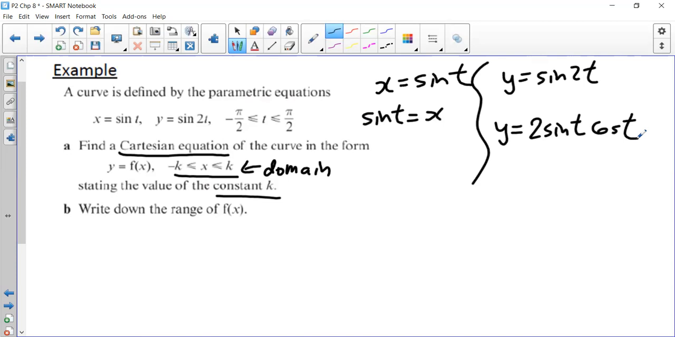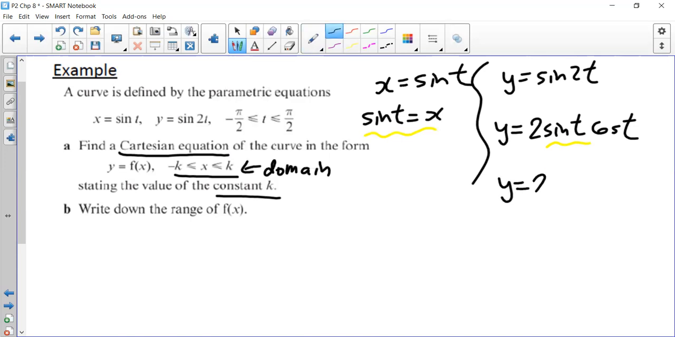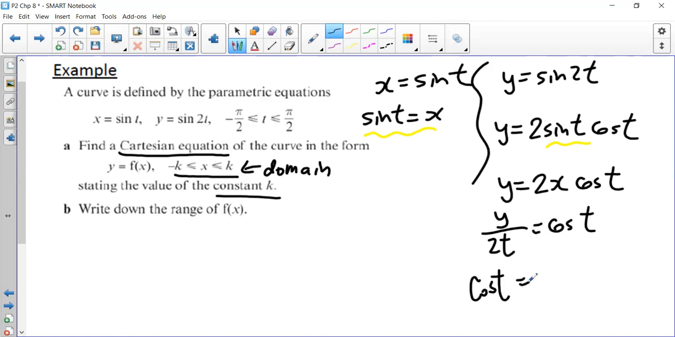Well, what else have we got then? Before we use the identity, hopefully you realize sine t equals x. There's also a sine t, so we can replace sine t and get y equals 2x cos t. Next, I'm going to make cos t the subject. So y over 2x equals cos t.